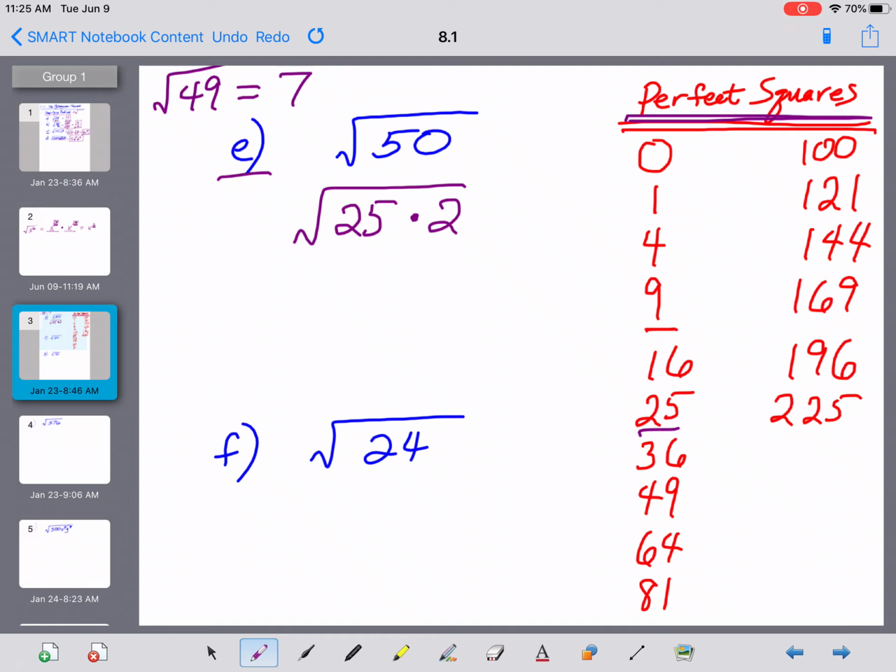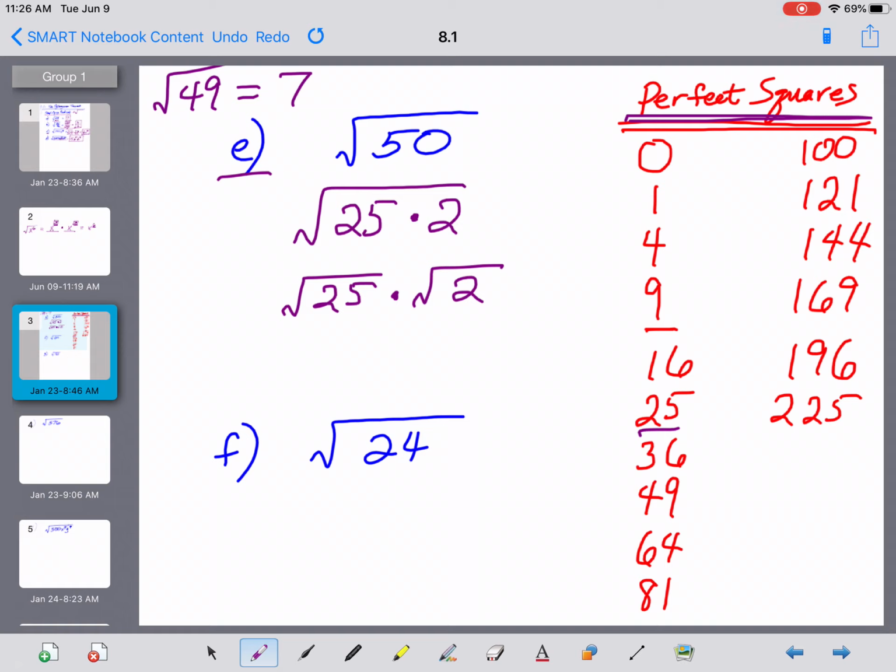Now, the next thing we do is we take advantage of a property of radicals that says the square root of a product is equal to the product of the two individual square roots. So instead of one big square root over 25 times 2, I can now split that expression up into two different square roots. The square root of 25 times the square root of 2.